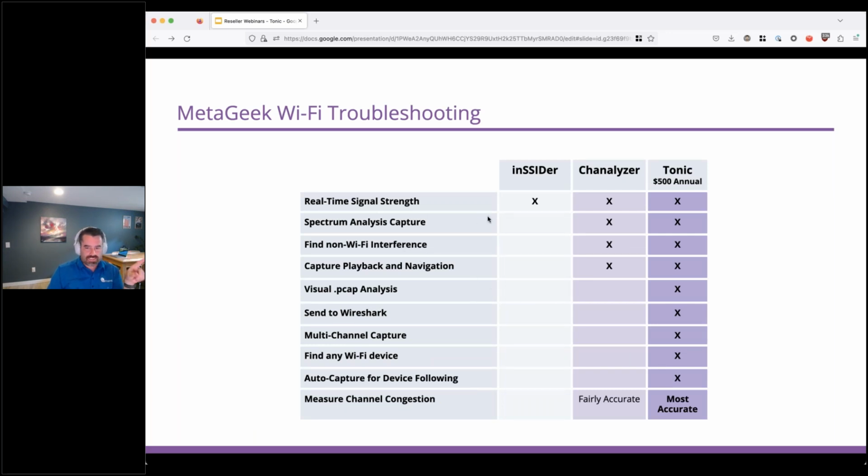All right, so this is the same graph that we saw, but I added all the new functionality that is built into MetaGeek's tool called Tonic. Now, Tonic has all the functionality to take in spectrum analysis as well. So if someone is set up to do spectrum analysis with a Wi-Fi device, they've got it. But it is also going to do PCAP analysis. So we can take a capture. If you need to export it to Wireshark, we got that. We also can do multiple channels at the same time.